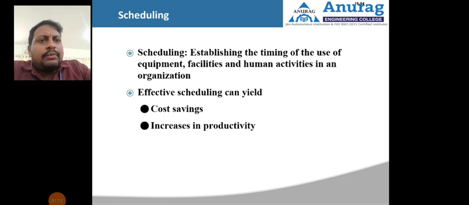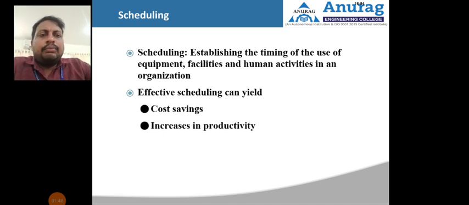Scheduling means establishing the timetables, establishing the timing of the use of equipment, facilities, and human activities in the organization. Effective scheduling can save cost and increase productivity. Maximum utilization of all the resources will take place. Scheduling belongs to the timetable and assigning the works to the men and the works to the machines.